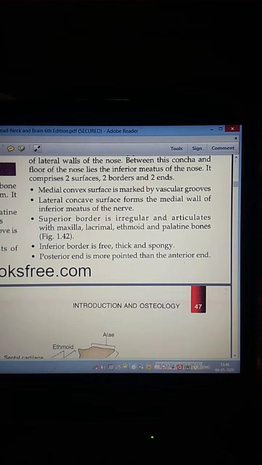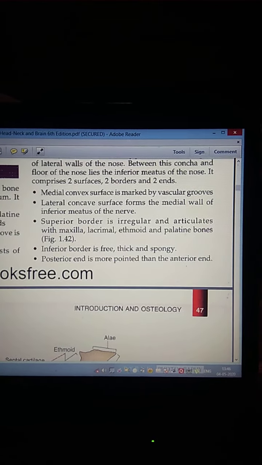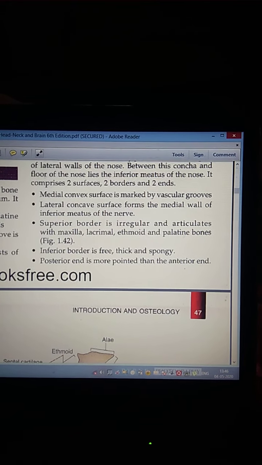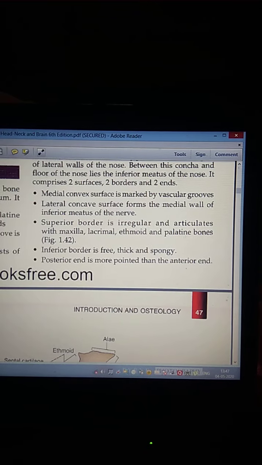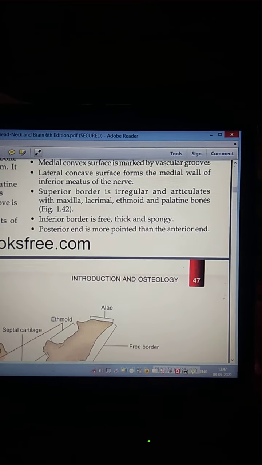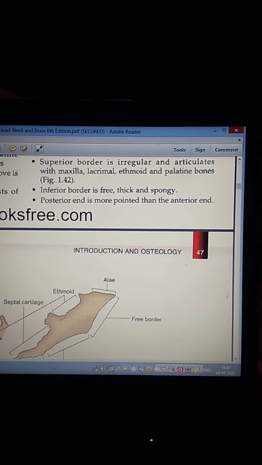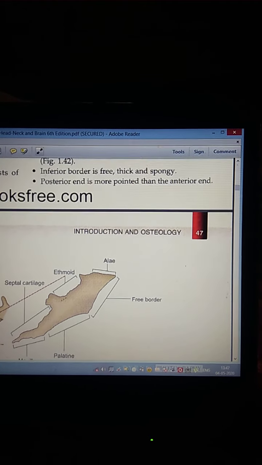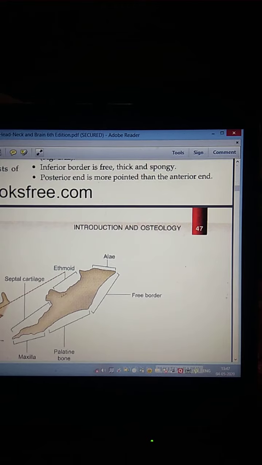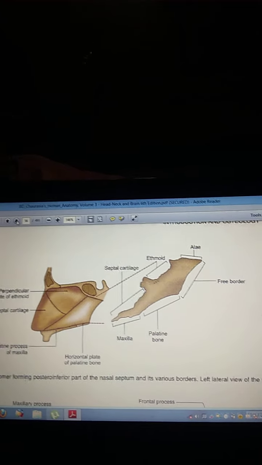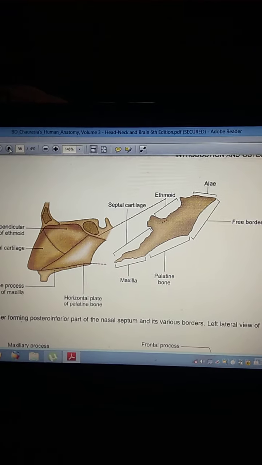The medial convex surface is marked by vascular grooves, and the lateral concave surface forms the medial wall of the inferior meatus of the nose. The superior border is irregular and articulates with the maxilla, lacrimal, ethmoid, and palatine bones. The inferior border is free, thick, and spongy. The posterior end is more pointed. Now, this is the figure of the vomer.